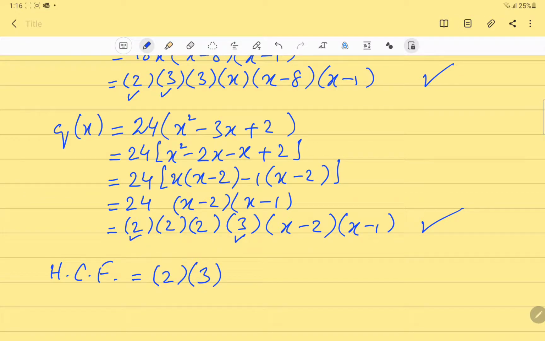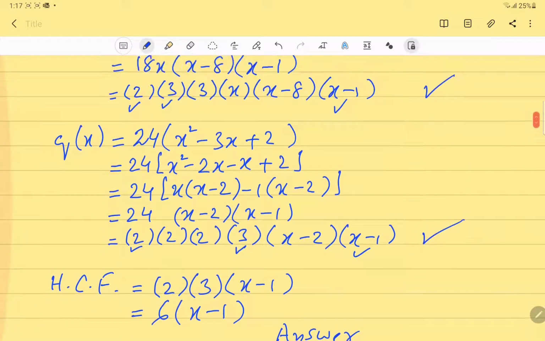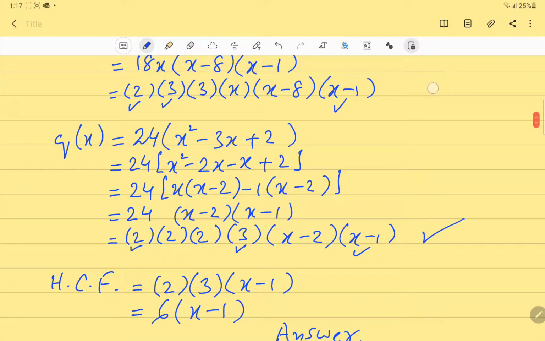And now which one is common? I mean another one, yeah, x minus 1 is common in both. So these are the three common factors which we will take out, and we will write the HCF by multiplying all of them. So 2 into 3 is 6(x minus 1), and this is the answer of this question. I hope I am able to explain it to you clearly.